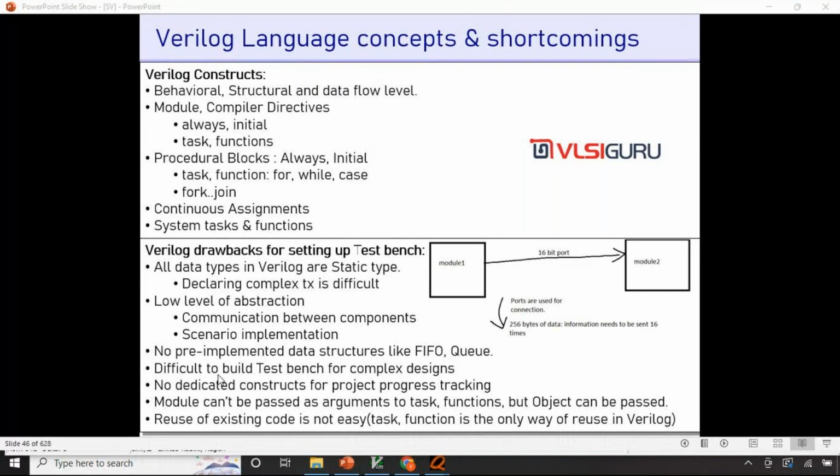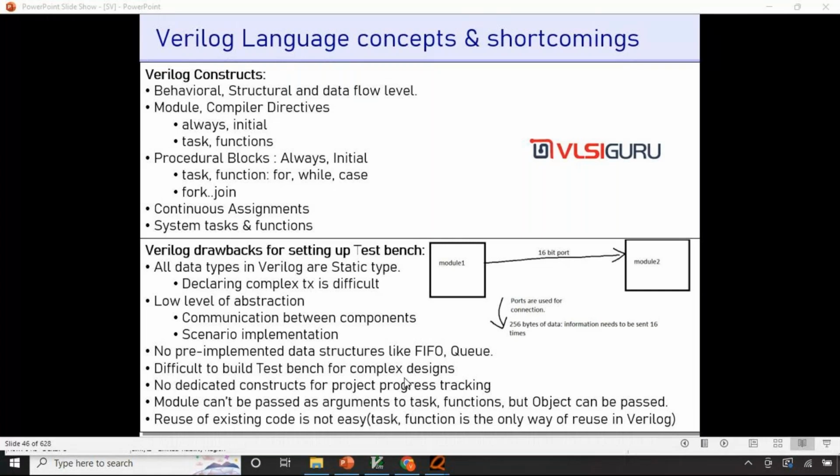In Verilog, it is difficult to build a test bench for complex designs. Why is it difficult? Tell me. Because everything in Verilog happens in one place. Imagine a complex design. Let's take one analogy: an engineering college. The whole engineering college runs in one big room. Electrical department in one corner, mechanical in one corner, computer science in one corner. But all done where? One big multi-purpose room. Is it workable?